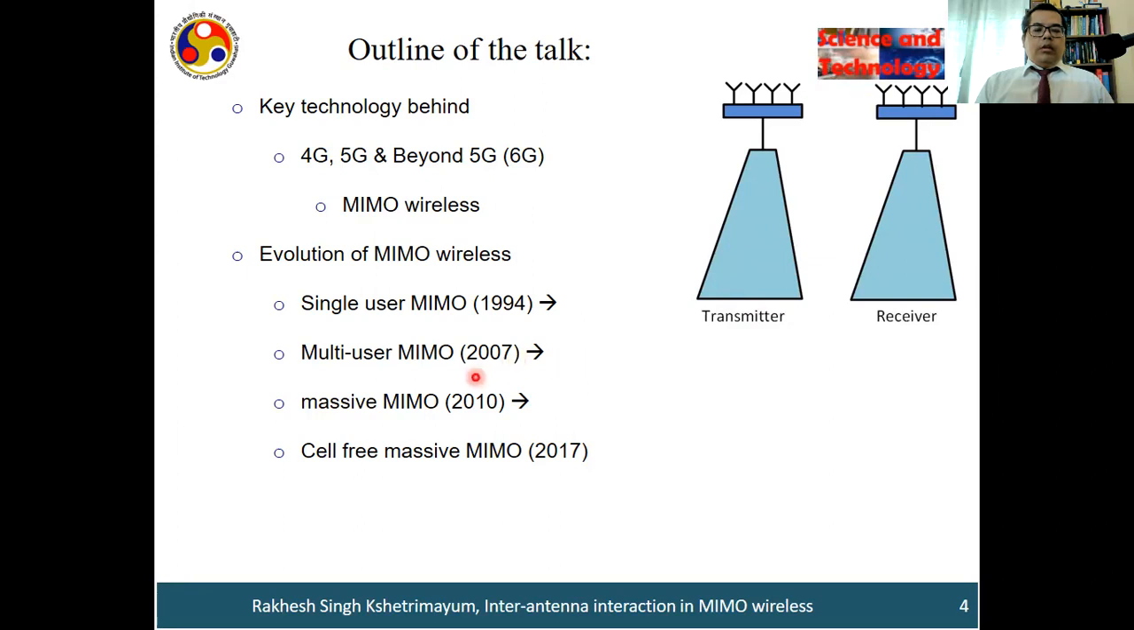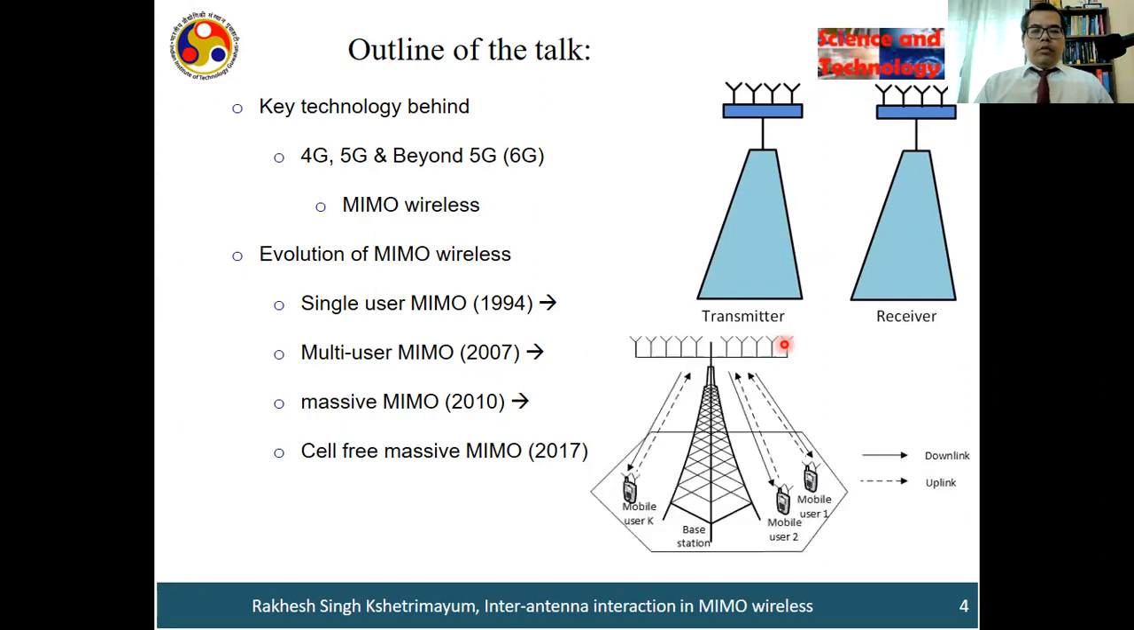Somewhere in 2007, single user MIMO moved to multi-user MIMO. This diagram will show you that. Everybody knows what mobile communication is. In mobile communication, you have a cell tower, which is called a base station. This base station employs many antennas. Here you can see this Y-shaped structure is the symbol for the antennas. You have 10 of them. That's the typical number of antennas a base station employs, around 10 plus antennas.